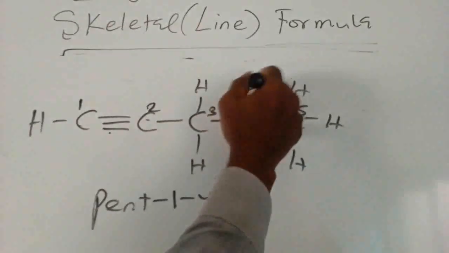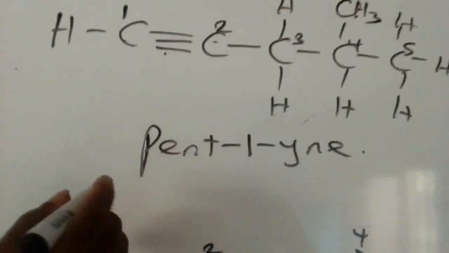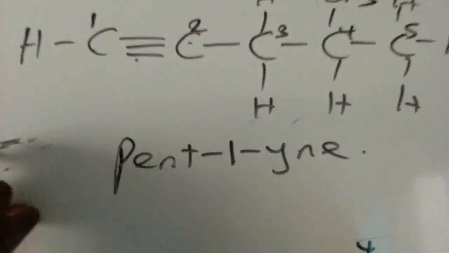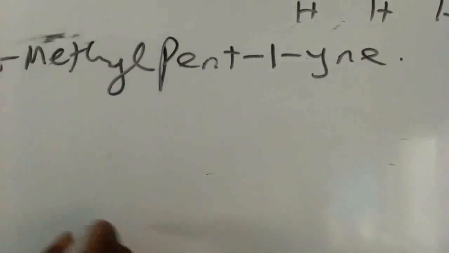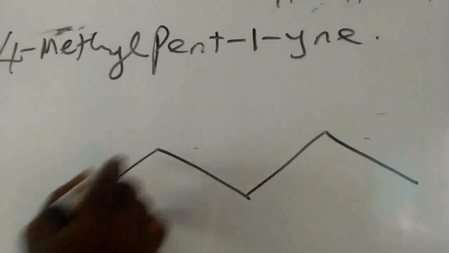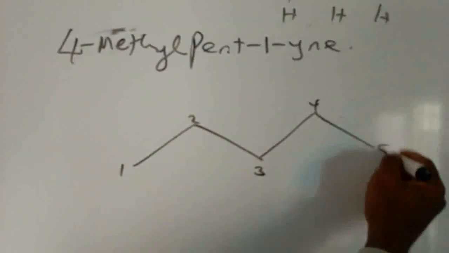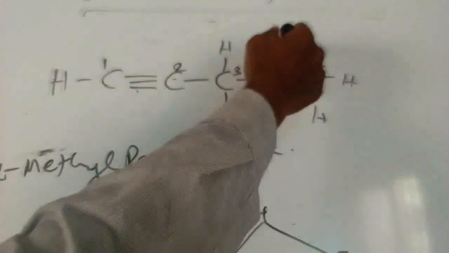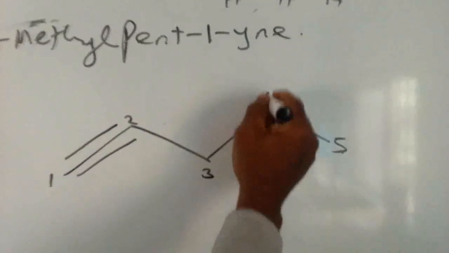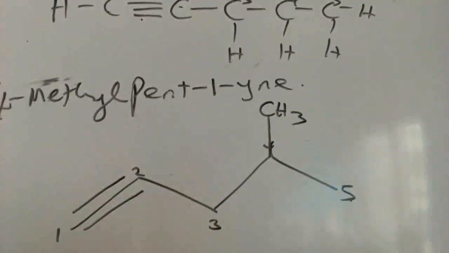What if we remove one hydrogen here and put CH3? This compound will now turn to 4-methylpent-1-yne. So how would I draw this one now? I'm going to also connect 5 carbons, since pent means 5: 1, 2, 3, 4, 5. The functional group lies between carbon 1 and 2, so I put the triple bond here. While the methyl group is on carbon number 4, I'll put the methyl group here, CH3. So you see that, number 4.